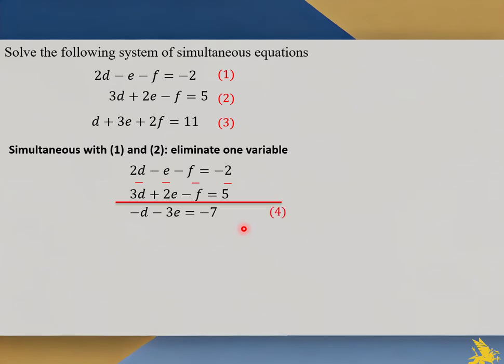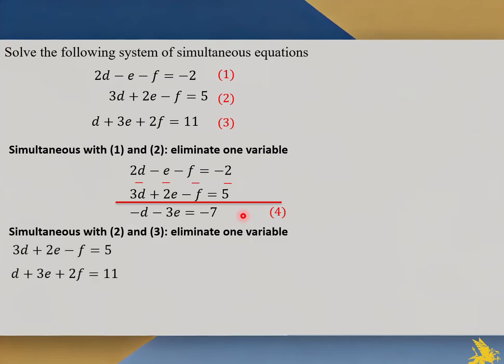So we're also going to label this as our fourth equation. When you're doing working out, even in your SACs, if you make it clear, it makes it a lot easier for anyone to follow and mark you appropriately. The next part is I'm going to look at equation 2 and equation 3. And again, we're going to eliminate a variable.